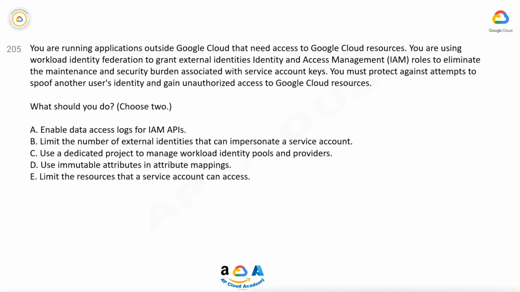A. Enable data access logs for IAM APIs. B. Limit the number of external identities that can impersonate a service account. C. Use a dedicated project to manage workload identity pools and providers. D. Use immutable attributes in attribute mappings. E. Limit the resources that a service account can access.